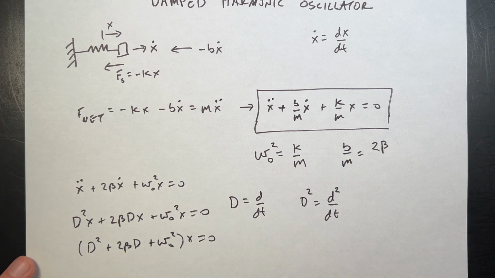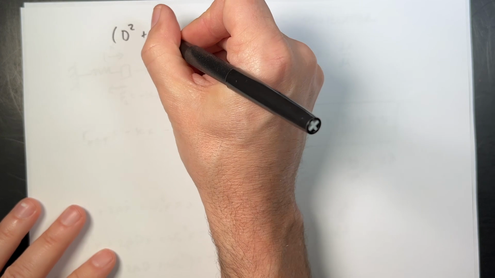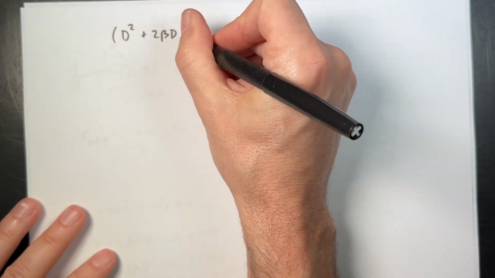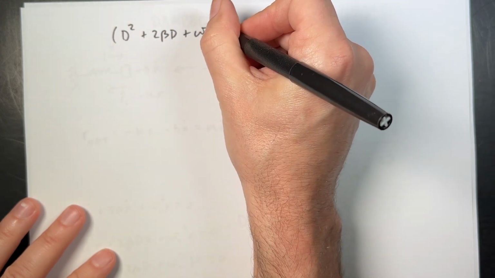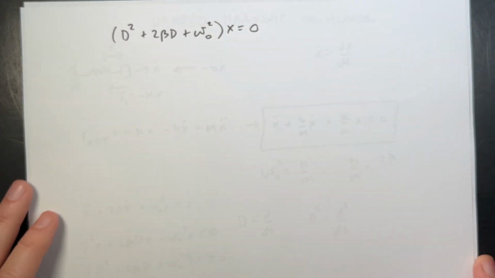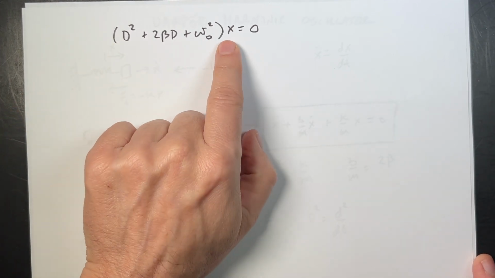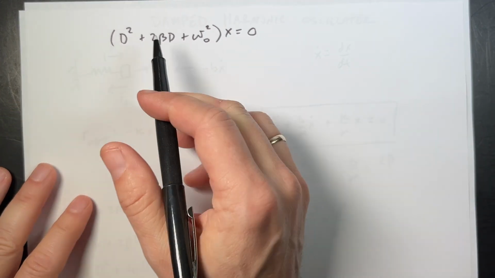And if you think this all looks weird, you're right, okay? Differential equations are just a bunch of little tricks that we use to solve things. But now let's take this equation right here. So let's write it back up here. I have D squared plus 2 beta D plus omega naught squared acting on x is 0. That's what I want to solve. And this is an operator, right? Because those are derivatives.